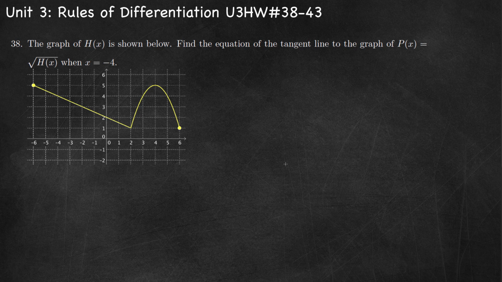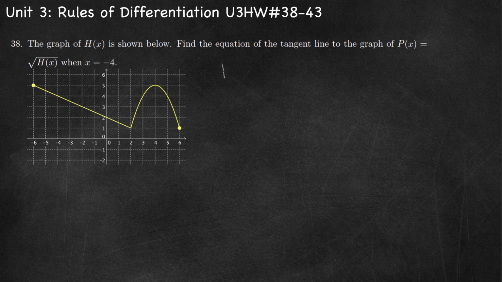Hello, in this video I'll be working through Unit 3 homework problems 38 through 43, and today we're focusing on the chain rule. Number 38 says the graph of h of x is shown below. Find the equation of the tangent line to the graph of p of x equals square root of h of x when x is negative 4.